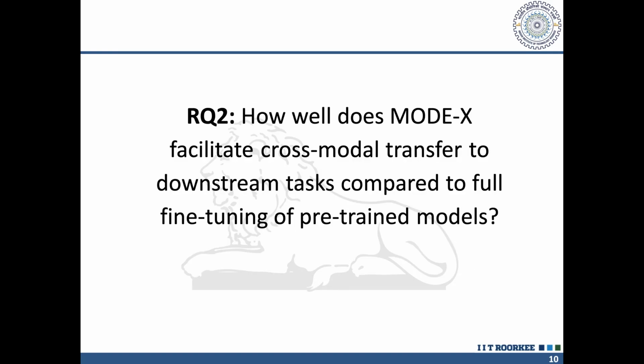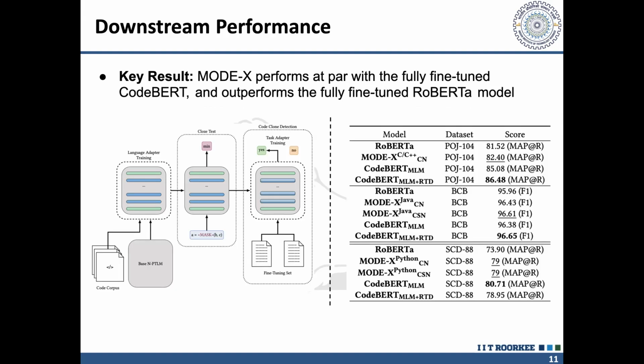Our second research question is how well does MODEX facilitate cross-modal transfer to downstream tasks compared to the full fine-tuning methodologies? And the key result here is that MODEX performs at par with the fully fine-tuned CodeBERT model and outperforms the fully fine-tuned Roberta model. It is important to note that when used for downstream tasks, the authors use CodeBERT, which has been pre-trained on MLM and the RTD objective. Since the adapters are only pre-trained on the MLM objective, we think that a better way to evaluate them against CodeBERT would be against the CodeBERT MLM model, in which case we find that our adapters are able to outperform the CodeBERT MLM model for the Java use case.